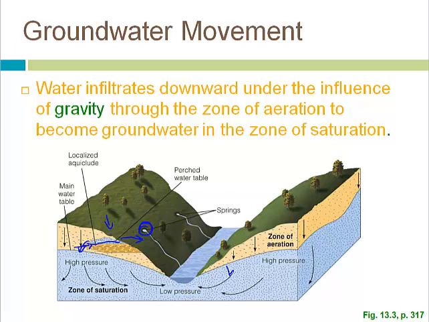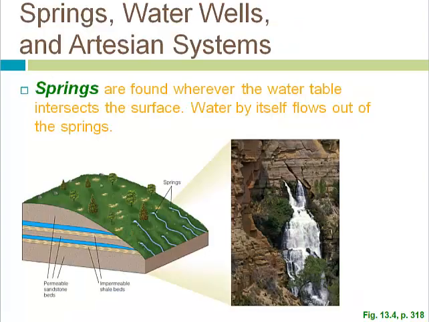Water generally moves about several centimeters a day, so it's not real fast, but it still is moving constantly. And like I said, springs are found wherever the water table intersects the surface. So here we have an aquiclude, the water's moving down, and wherever the aquiclude reaches the surface, where there's a perched water table in this case, these are impermeable shell beds, you end up with springs coming out of the ground, and here's an example of that right there.